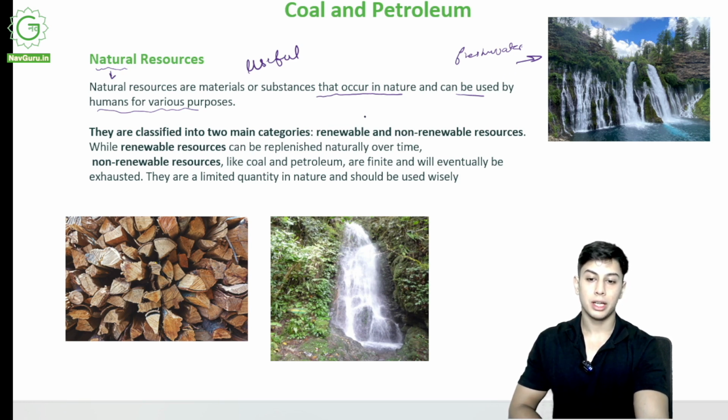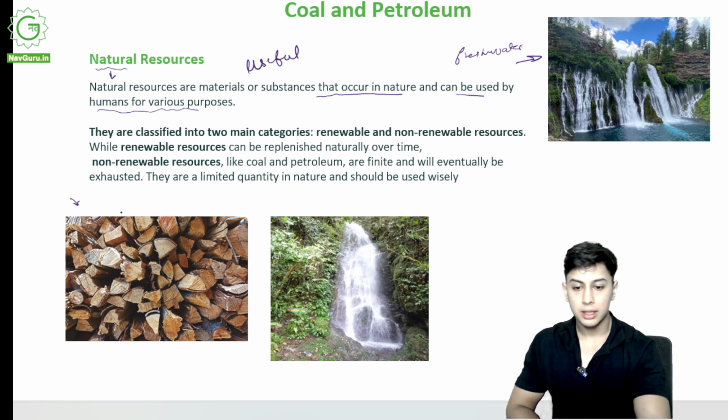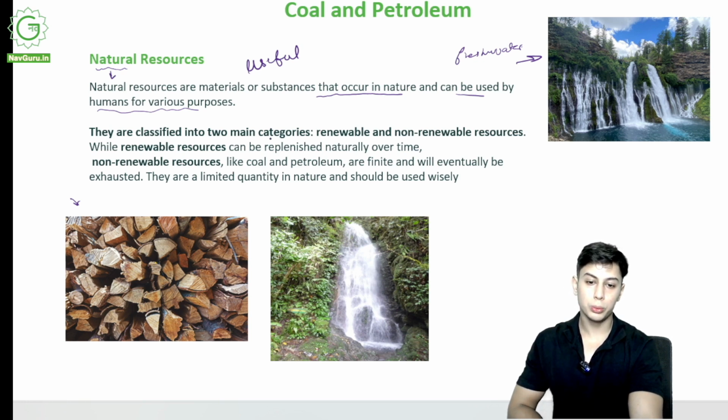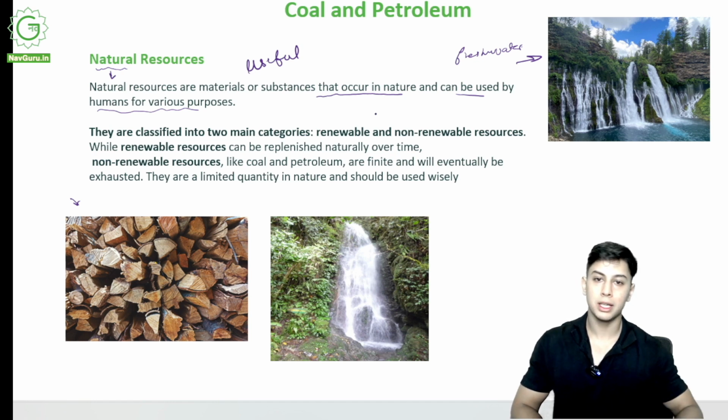Okay, now we come to wood. These are all natural resources. This water is natural, this wood that occurs is natural. These are all natural resources, occur in nature and can be used by humans. They are classified into two main categories, renewable and non-renewable. Like I told you, all resources can be classified into two parts, renewable and non-renewable.